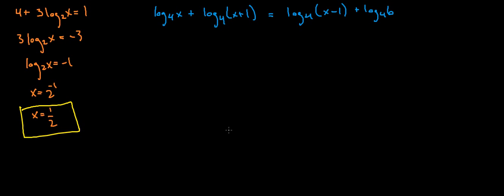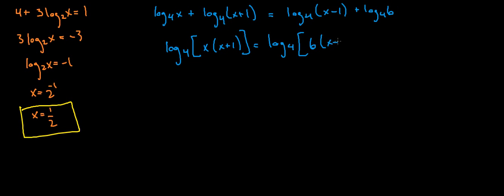So again, I need to find the x. I'm going to condense these, use the product rule. Log base 4 of x times x plus 1. Now what I can do, I can explain this to myself in two different ways. I can either say that this is a one-to-one function, so this is in the form of log base 4 of some x is equal to log base 4 of some x, and these two inner terms are equal to each other, and I can just set them equal to each other.